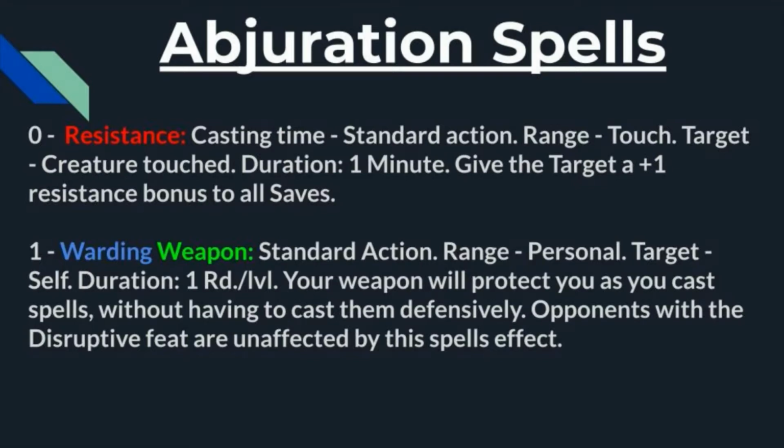Level 1, we have Warding Weapon, which is a much better choice. Standard action again, range is personal, and target is yourself, and it lasts 1 round per level. What this does for you is your weapon will protect you as you cast spells without having to cast them defensively. Because your weapon is actively protecting you as if you were wielding it, you can freely cast your magic without having to cast defensively and use an action.